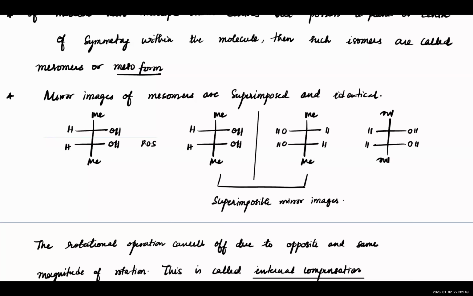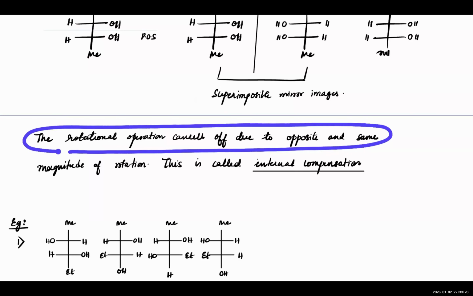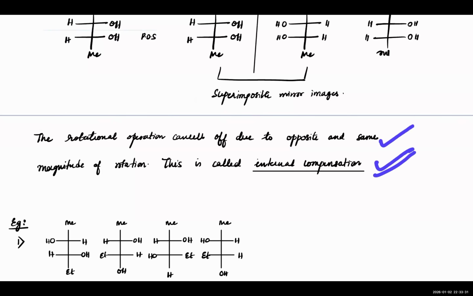And see, this chiral center will try to rotate the light in the clockwise direction, imagine. Then this chiral center will try to rotate the light in the anti-clockwise direction with the same magnitude. Hence, the overall effect on the light is zero. That means there is no deflection observed. This type of cancellation of the rotation magnitude is called internal compensation. Clear, everybody? So remember, the rotational operation cancels off due to the opposite and the same magnitude of rotation, and this is called internal compensation. I hope you guys understood these points.